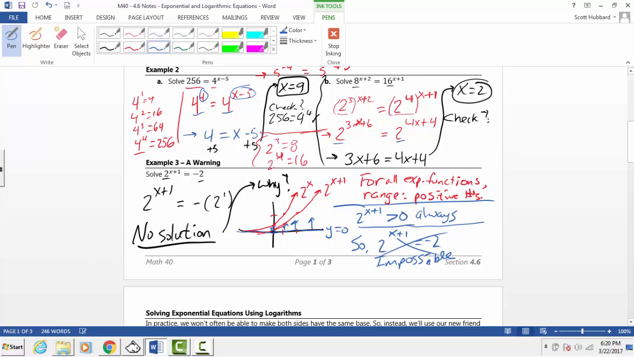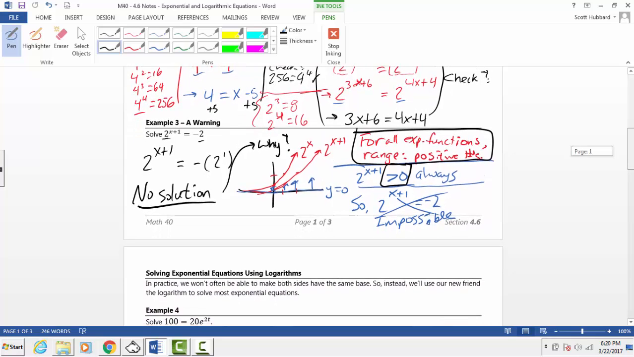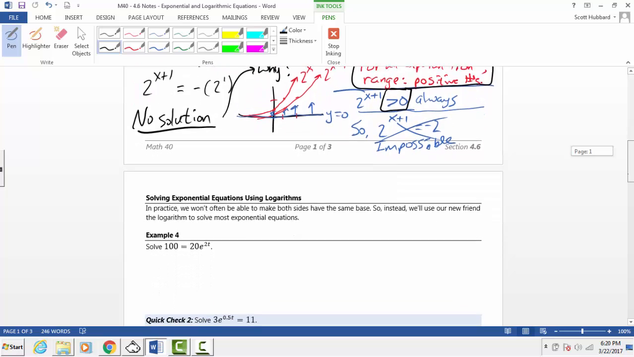Okay. The really easy way to remember is that every exponential function's range is positive. So in other words, every single exponential function is going to be bigger than 0. Always, as long as it's not shifted. So there you go. So that has no solution.